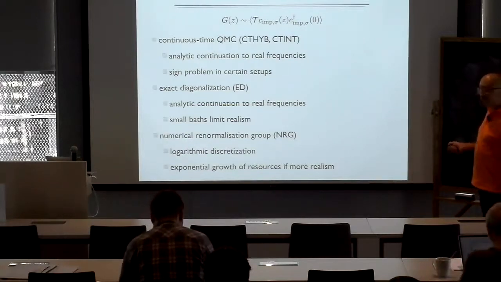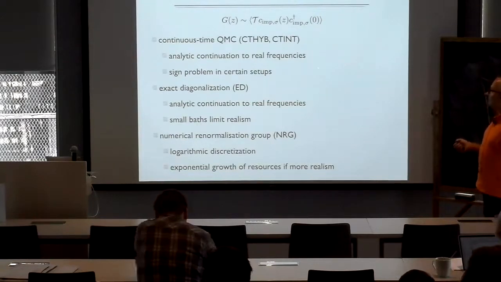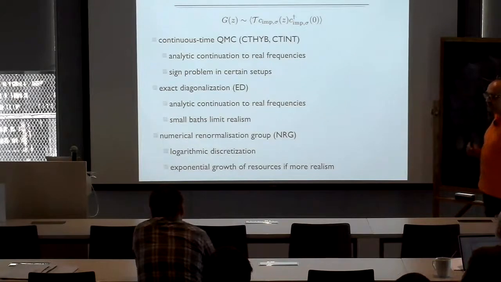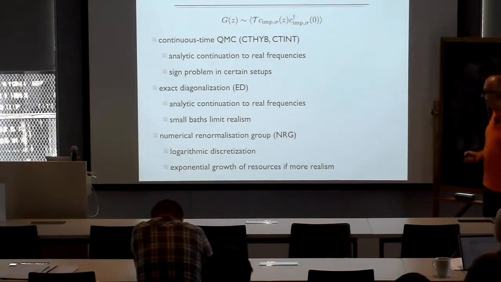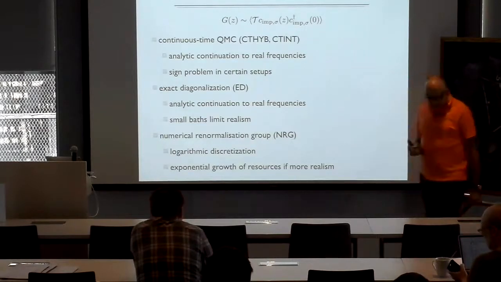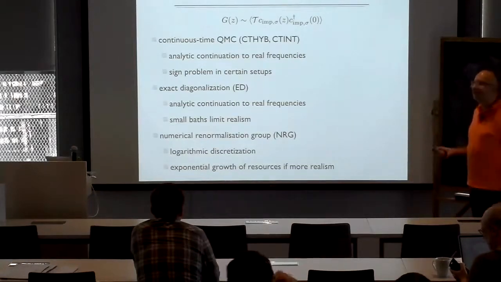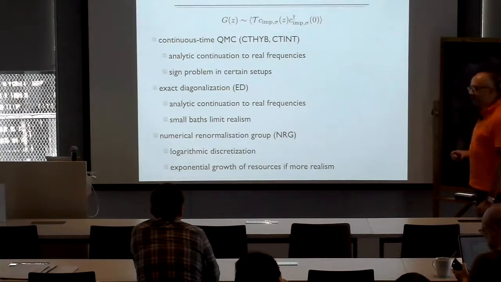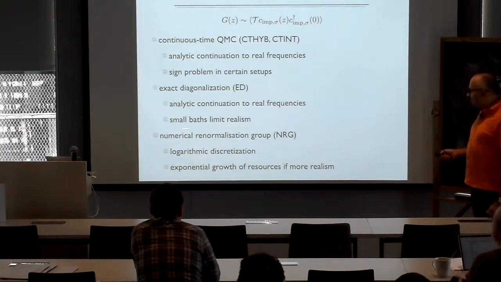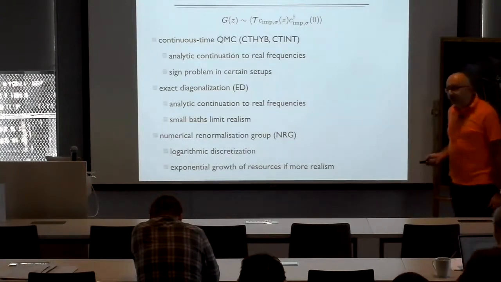And I'll just list the weaknesses, because this is, of course, what you want to see. They say CTQMC, yeah, it's a great method, but you have to do an analytic continuation to real frequencies. And in certain setups, you have a sign problem, which you don't want. In exact diagonalization, you have the same issue, because ED can only deal with baths that describe the Green's function on the imaginary axis. Otherwise, the baths would be too complicated because of the pole structure on the real axis. So you have the same problem. At the same time, small baths limit the realism of the method.